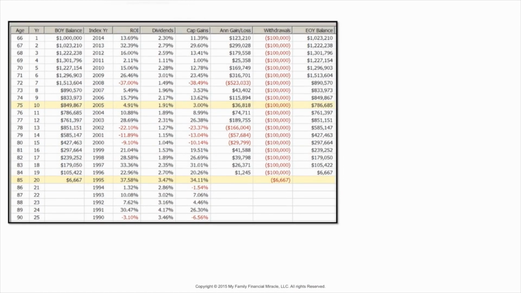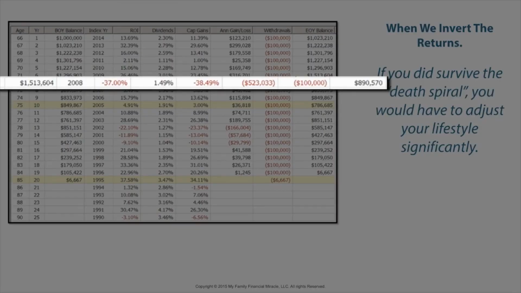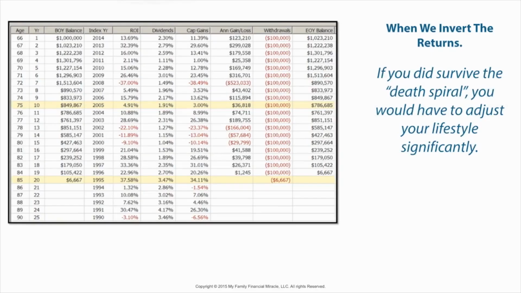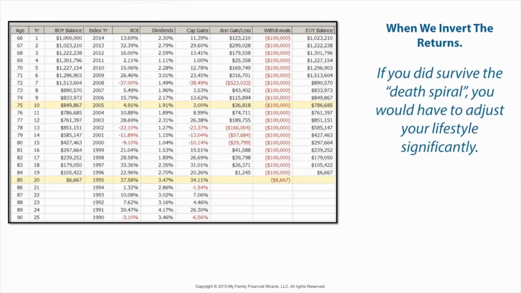What happens if we invert the returns? If I invert the returns, this portfolio runs out of money in year 20. The 2008 negative 37% return puts this portfolio into what I call a death spiral. Not only did we lose 37%, but we withdrew $100,000 in the same year. It is almost impossible to have a portfolio survive that. So if you could, you would have to adjust your lifestyle down. If you can't, well, that's a place I don't ever want to be. So this is an example of sequence of returns that actually run out of money.